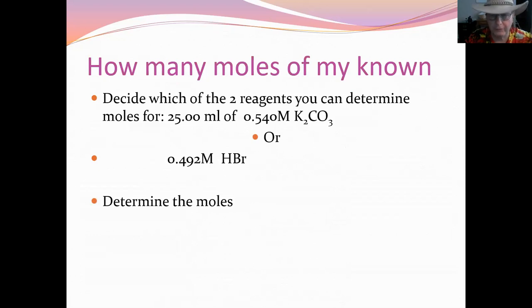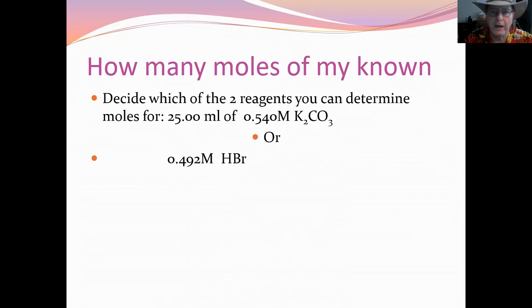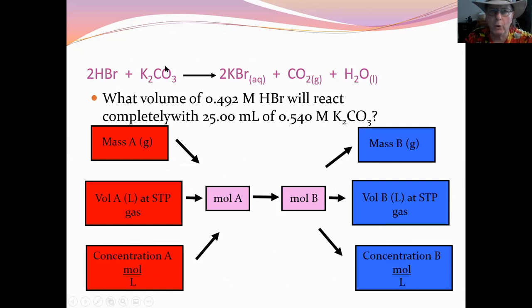I do that. Oops, sorry, it's there on the bottom. I do that, I get 0.0135 moles of K2CO3. Now, Joe, what's the next step? I've got moles of one of my things. I want to turn it into moles of this thing. What do I have to do to turn moles of potassium carbonate into moles of hydrobromic acid?